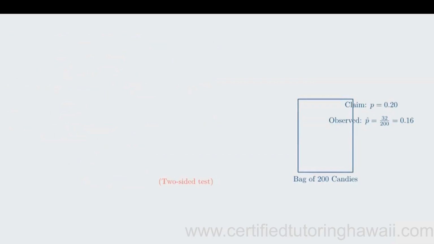Now, let's check the conditions for this scenario. First, random. The student bought a large bag. Is this a random sample? In AP statistics, we usually need the problem to explicitly state it is a random sample. If it doesn't, we must state that we are assuming the bag is representative of all candies. For now, let's assume it's a random sample of candies.